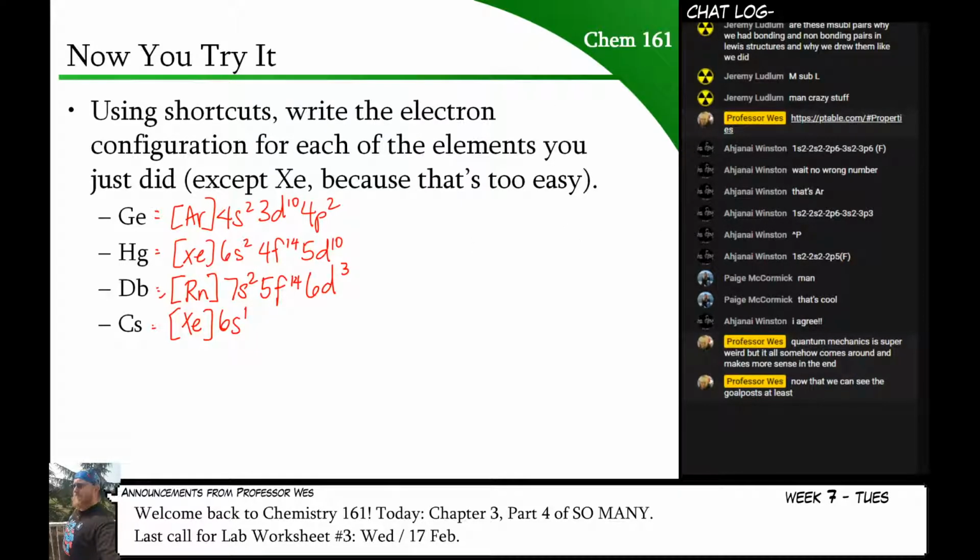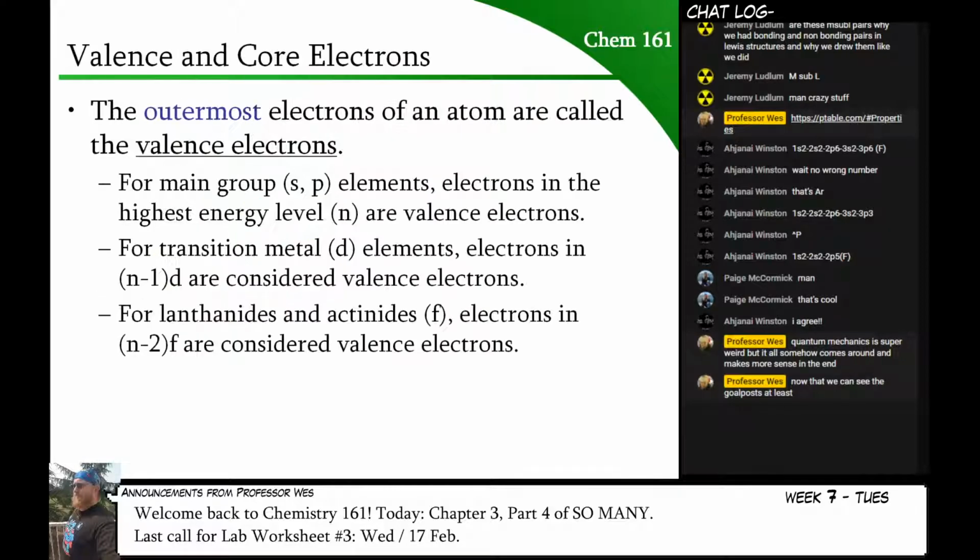All right, so let's talk a little bit more about what we've done. We have written out all of the electrons in their configuration for a given atom. Let's be a little more specific, because that specificity is going to be relevant to us in Chapter 4 when we start talking about bonding.